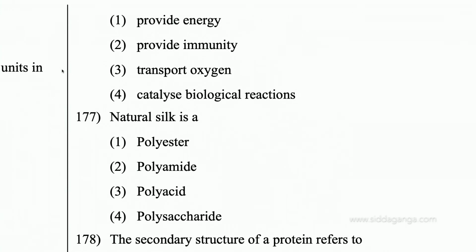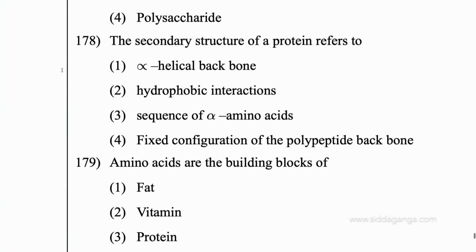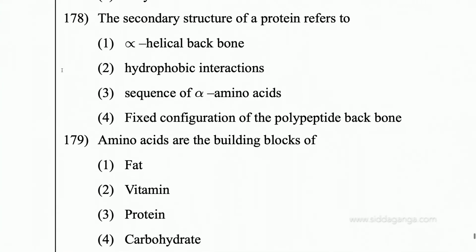Have a look at question number 178 now. 178 is asking us what the secondary structure of the protein refers to. Secondary structure of protein is what? Alpha helical backbone, because secondary structure is made up of only two forces. Number one, peptide bonds, and number two, hydrogen bonds. So alpha helical backbone will be the correct option.